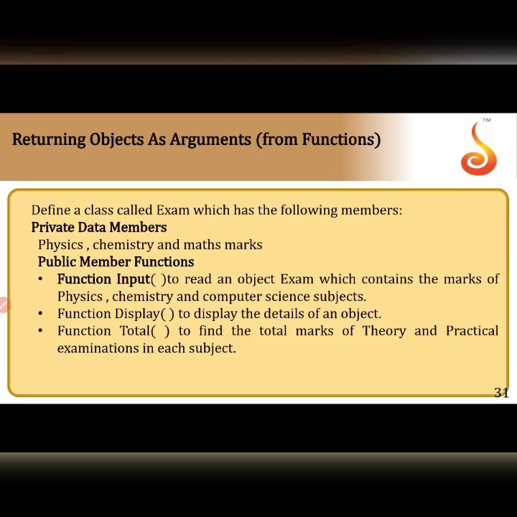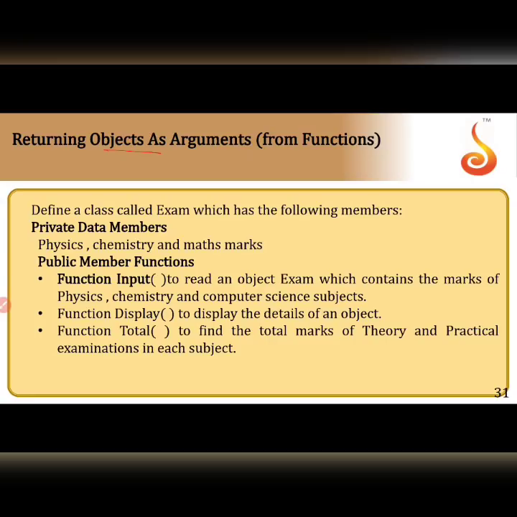So next we will be returning objects from a function. Okay, from function till now we did passing arguments to a function. Now we will return arguments from a function. How do I do that? Before that, let me understand the program statement.